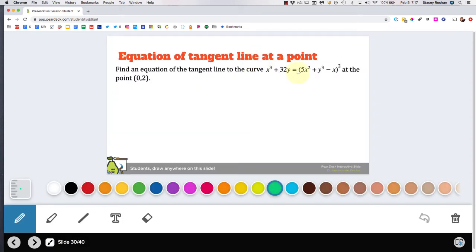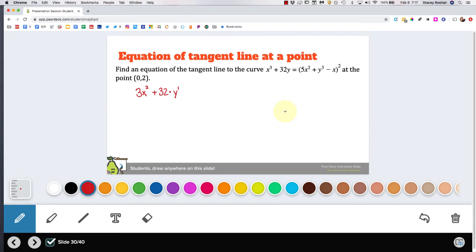Equation of the tangent line at a point. So on this one, we haven't done implicit differentiation in a while, and that is going to be on your exam. So watch out for this one because this has x's and y's, and we can't just solve for y. So how we do this one, remember, is that every y has a baby inside of it. So the derivative of x cubed is simply 3x squared. But the derivative of 32y is 32 times y prime.